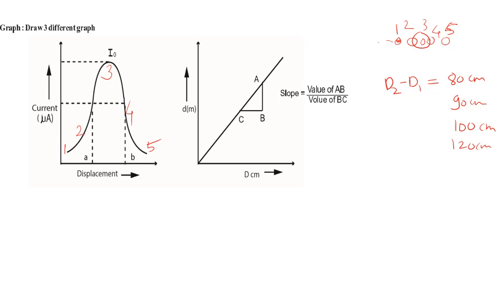Based on that, if we plot this graph, we will get a slope of AB divided by BC, and that slope is nothing but small d2 minus d1 upon capital D2 minus capital D1.